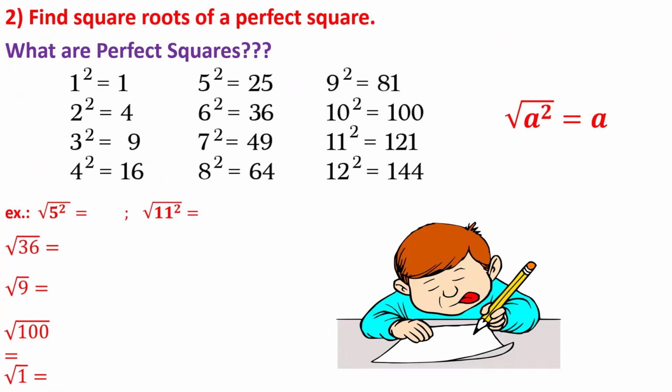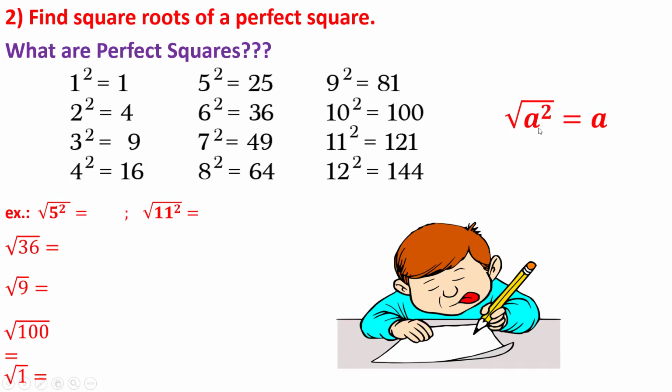We have numbers in math that are called perfect squares. What are perfect squares? For example, 1 squared is equal to 1, 2 squared is equal to 4, 3 squared is equal to 9, 4 squared is equal to 16. So 1, 4, 9, 16, 25, 36, 49, all these numbers are called perfect squares. They are the answers of a number squared.